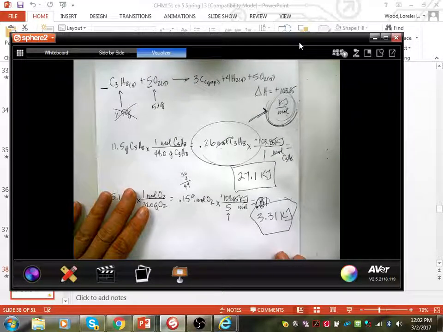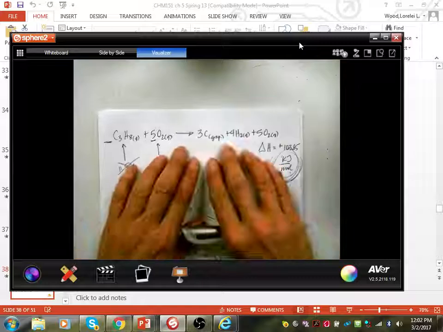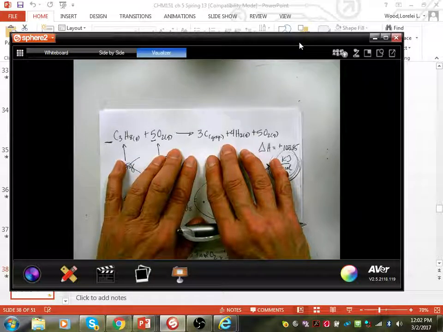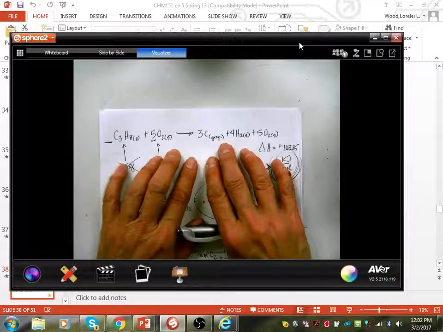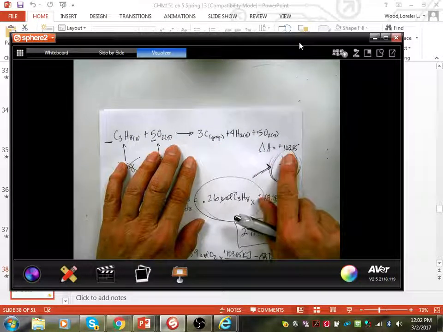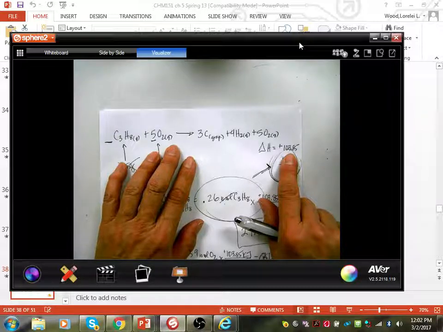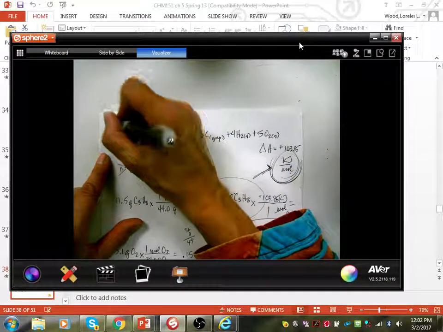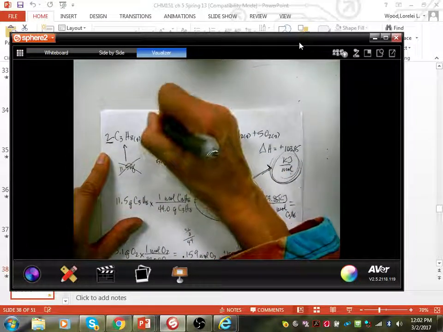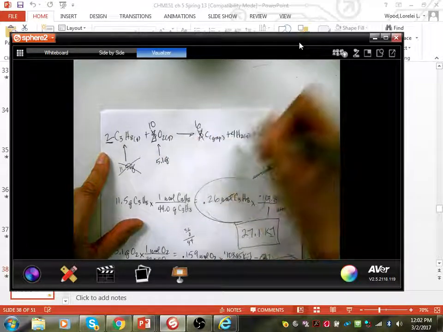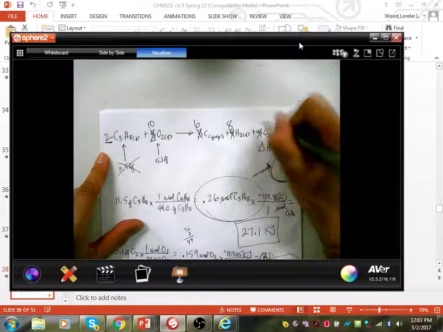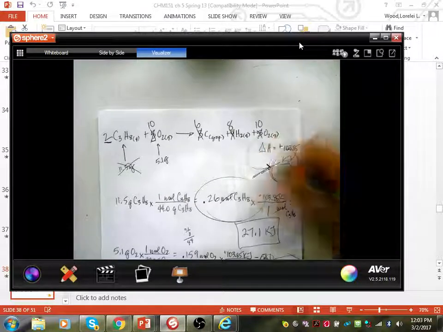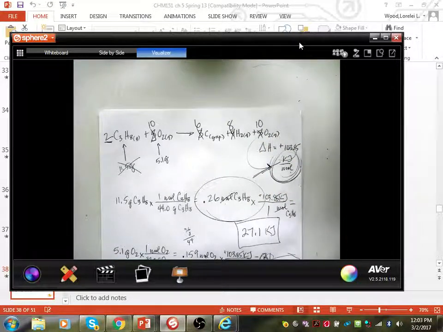Let me ask you one more question before we jump into the quiz. If I took this original equation and I flipped it, okay, everybody stop writing and pay attention. If I took this equation and flipped it, what would be the value of my delta H? Negative. Very good. What if I took this equation and I multiplied all the coefficients by 2? I make that a 2. This is now a 10. That's a 6. That's an 8. And that's a 10. Now, what would my enthalpy of formation be? Exactly double. Make sense? Okay.